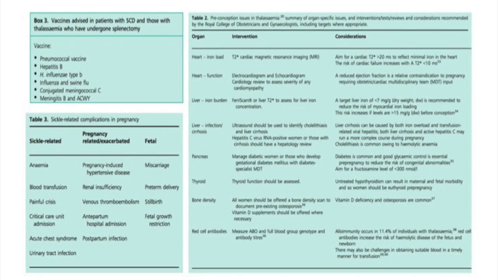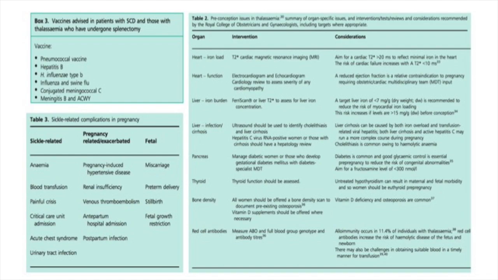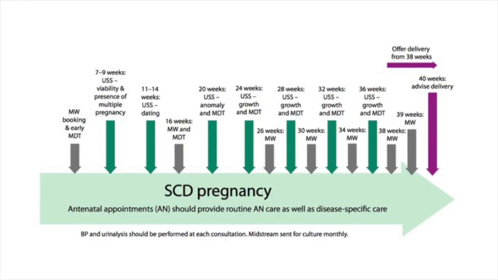Red cell antibodies, measure the antibody levels, full blood count, full blood group genotype, and antibody titers. Alloimmunity occurs in 11.4% of individuals with thalassemia. Red cell antibodies increase risk of hemolytic disease of the fetus and newborn. There may also be challenges in obtaining suitable blood in a timely manner for transfusion. Okay, so really love this diagram that is shown on your screens at the minute now with sickle cell disease, and it goes through the same thing with thalassemia.